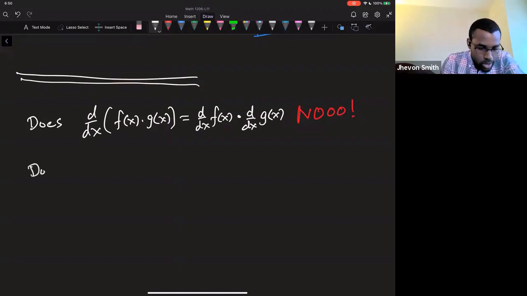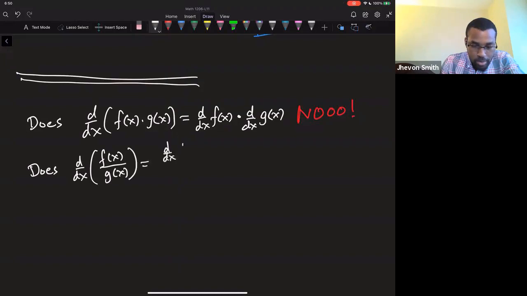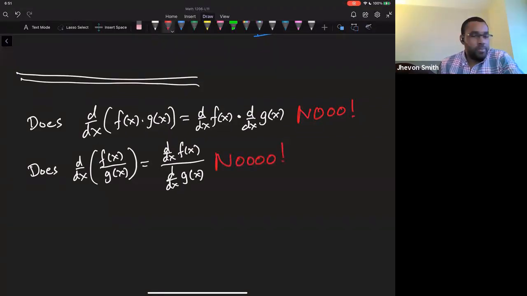So you might want to ask yourself, is the derivative of one function divided by another just the derivative of the top function divided by the derivative of the bottom function? And again, the answer is a resounding no. But we'll come back to these later.